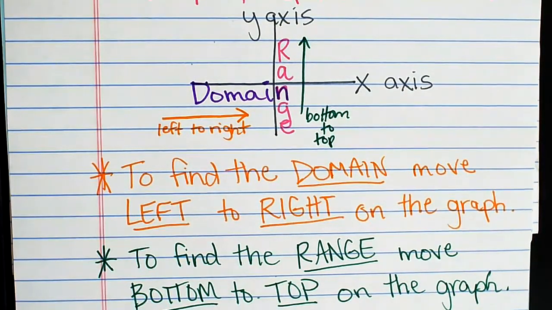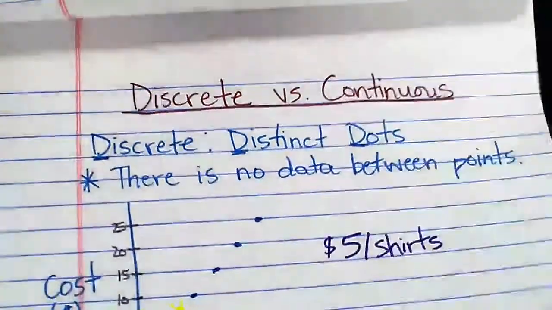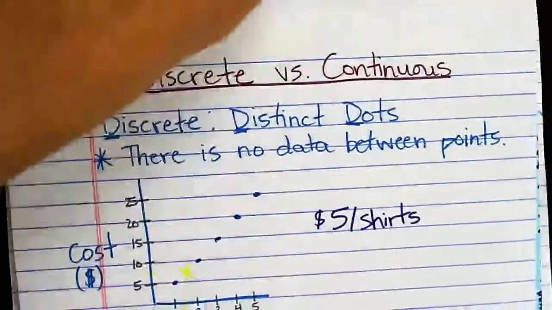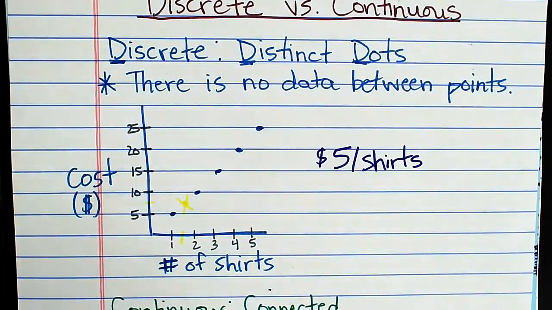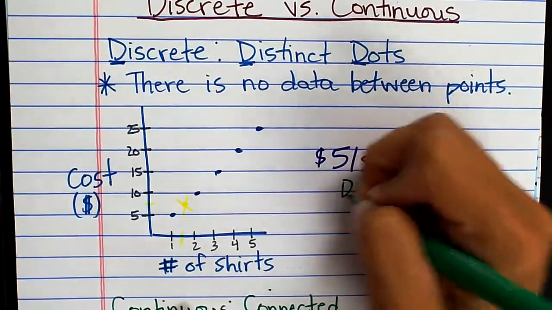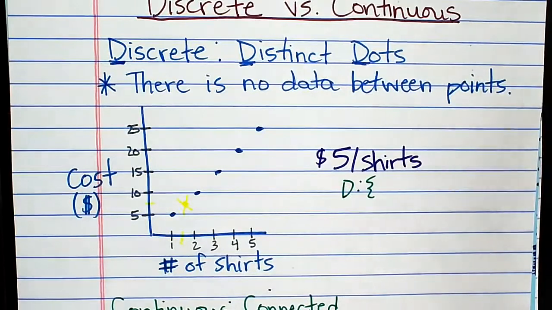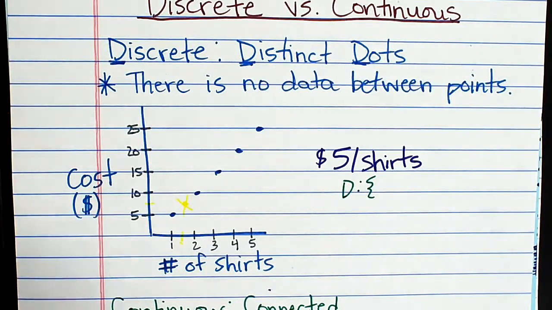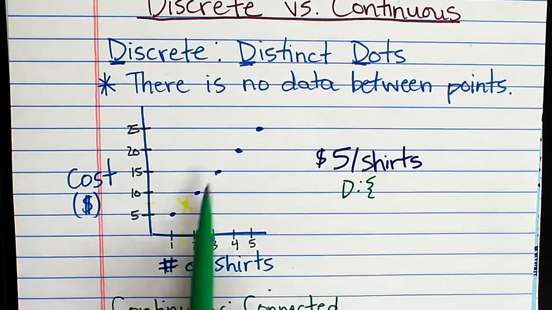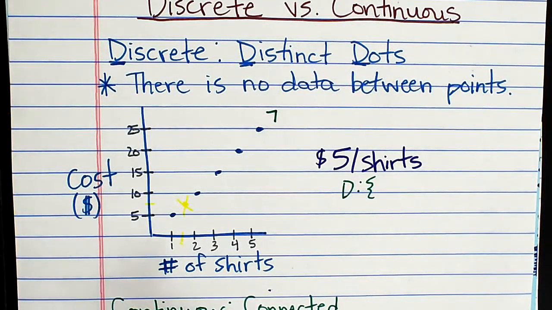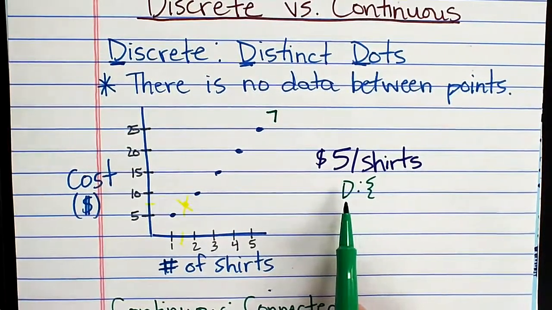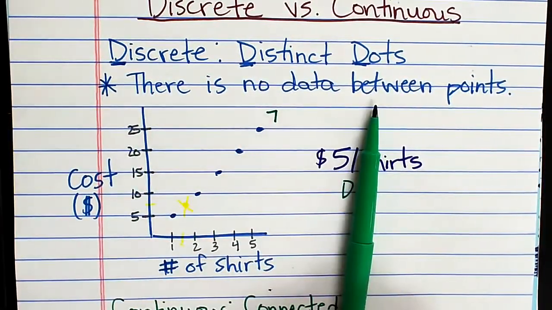So let's look back at those two examples that we were just doing, and let's talk about their domain and their range. We had the $5 per shirt problem, and then we had the $5 an hour problem. The $5 per shirt problem was a discrete graph, okay? If we want to talk about the domain of a discrete graph, we're going to have to list the points that work for that graph. Well, this graph only happens right here, right here, right here, right here, right here, and probably continues on with that same pattern, right? So domain is my x values, and it goes from left to right, okay?